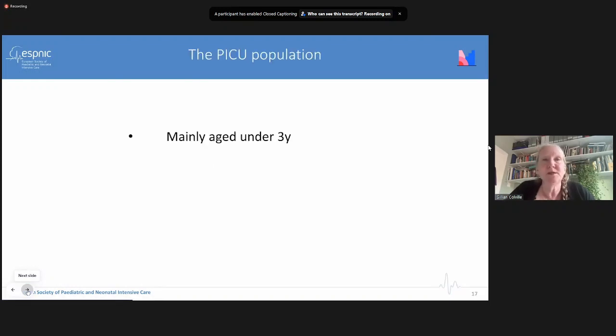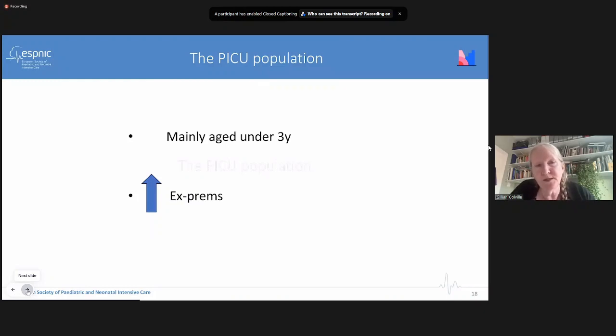So first of all, just thinking about the population, it's important to acknowledge that PICU patients are mostly under 3. So even if we call this a patient diary, they're not going to be able to read it, apart from the 25% or so that are a bit older. So that's an important issue to grapple with. Also, a lot of them are ex-prems, as many as 50% actually, if we just look at the next slide.